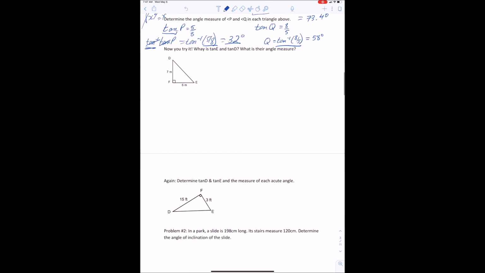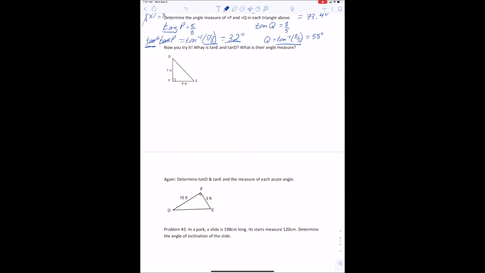Okay, down here, why don't you try this one? What is the tangent of E, right? So that's just the ratio, not the angle yet. What is this fraction here? And then I do the inverse tangent of that ratio to figure out what E is. Do the same thing for D and see, does it work out? Do the three angles add up to 180 degrees?